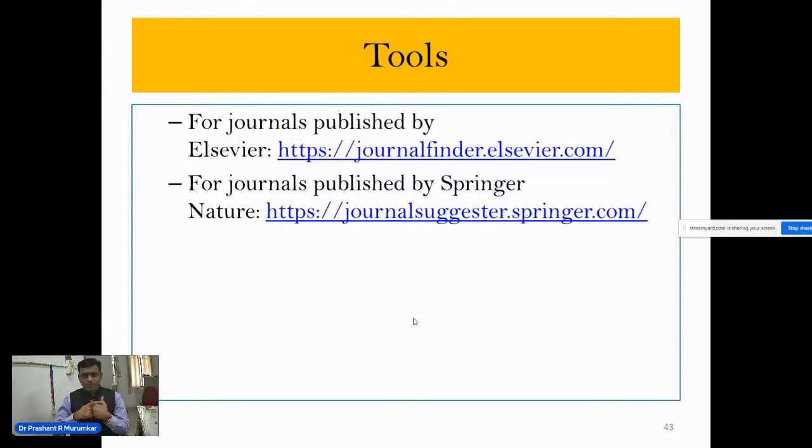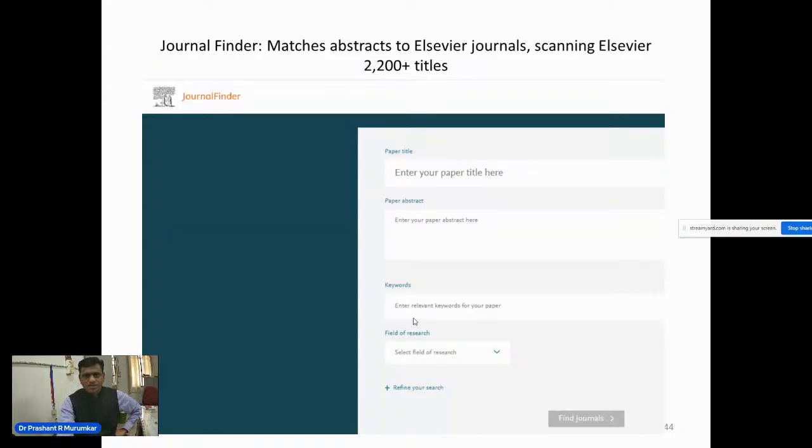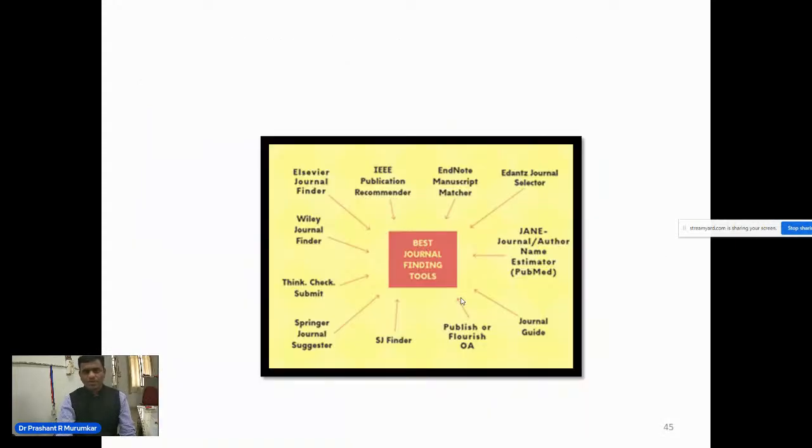For journals published by Springer, you can go to journalsuggester.springer.com. So Journal Finder is from Elsevier, and Springer is giving you Journal Suggester. They will suggest the proper journal, so you can consider that. This is how Elsevier's Journal Finder looks, where you can put the title, go ahead with the abstract and keywords, and then find out the field of the research.